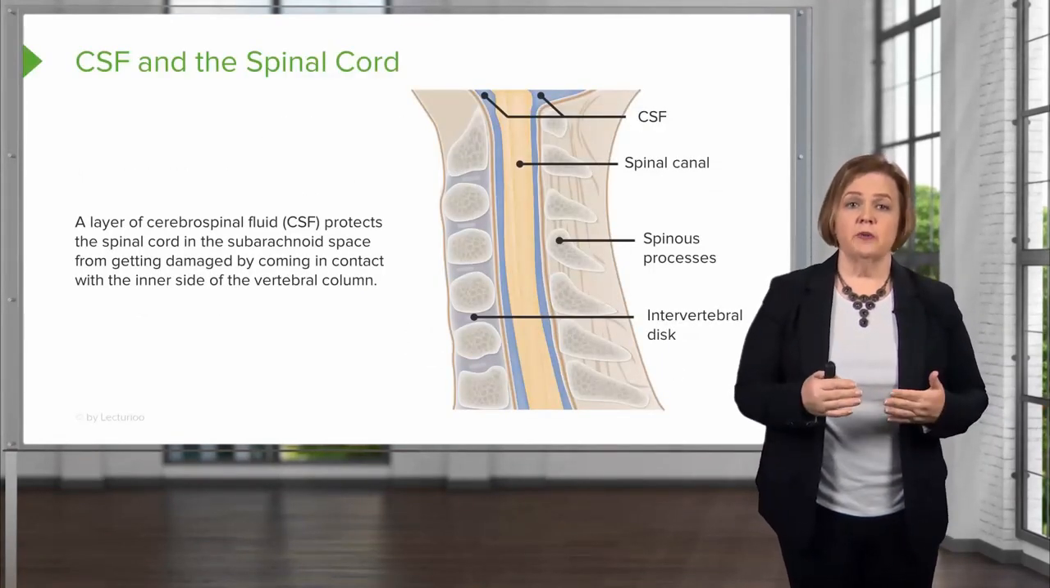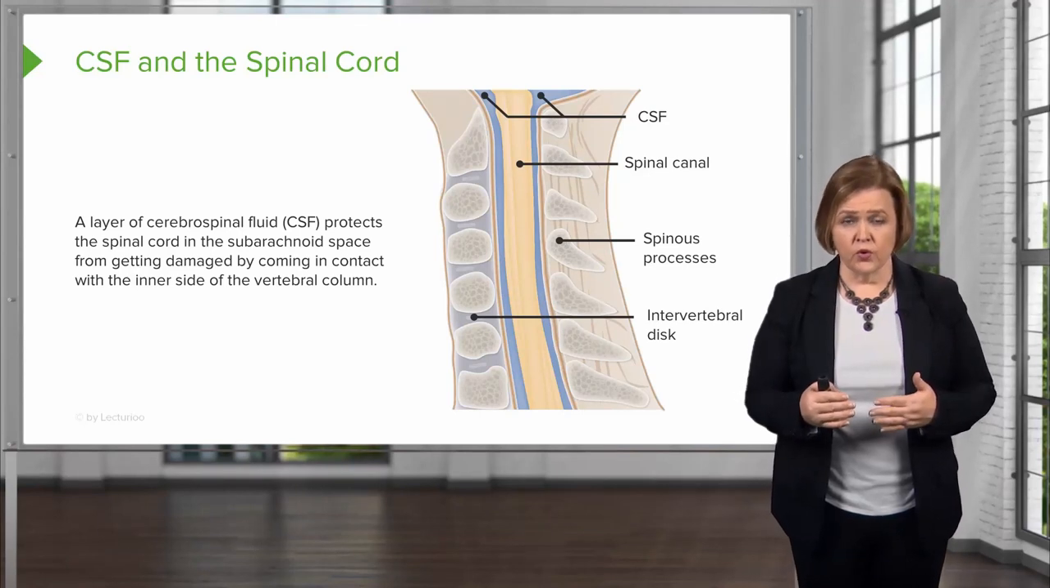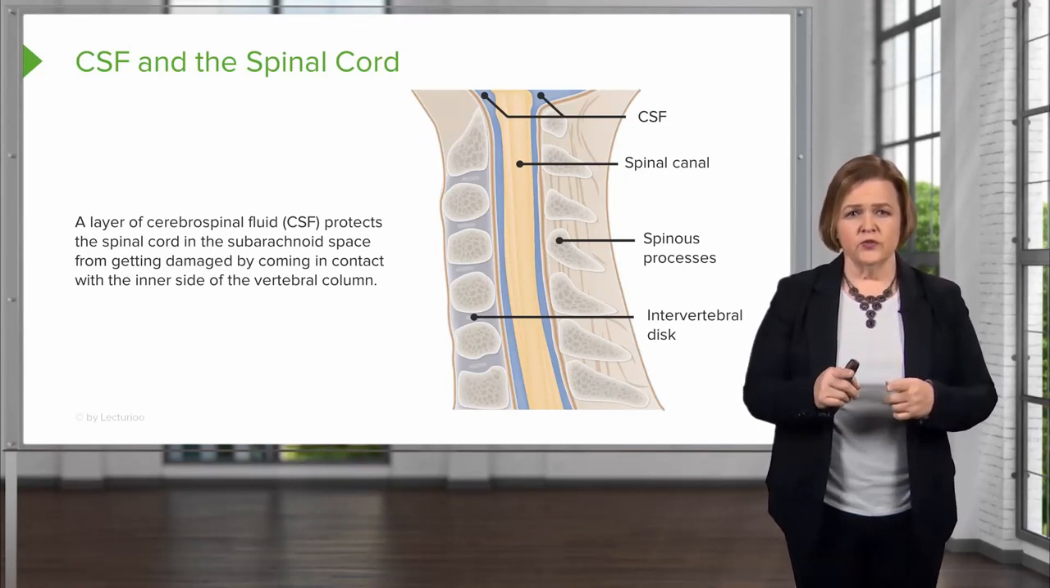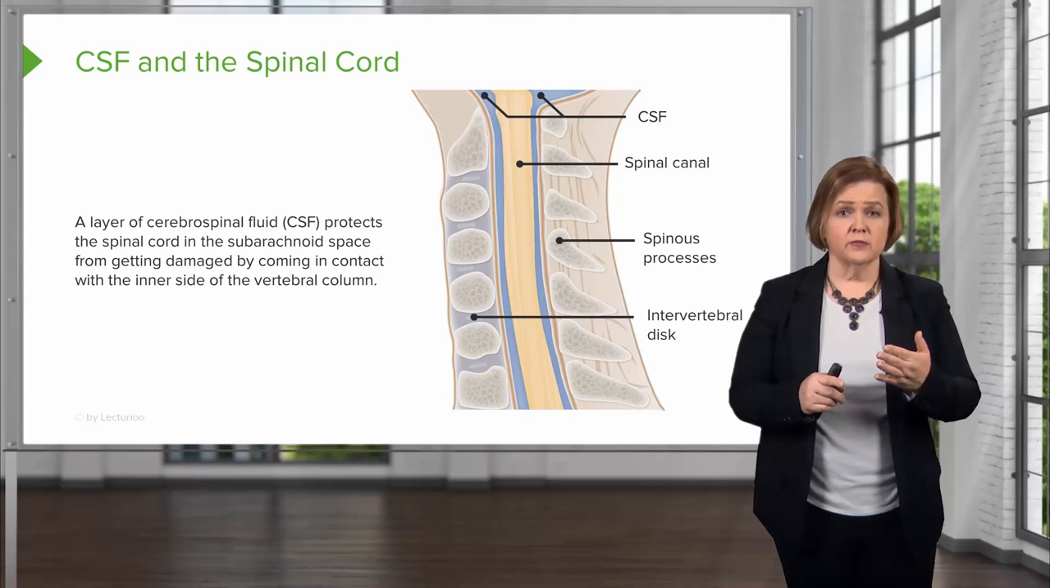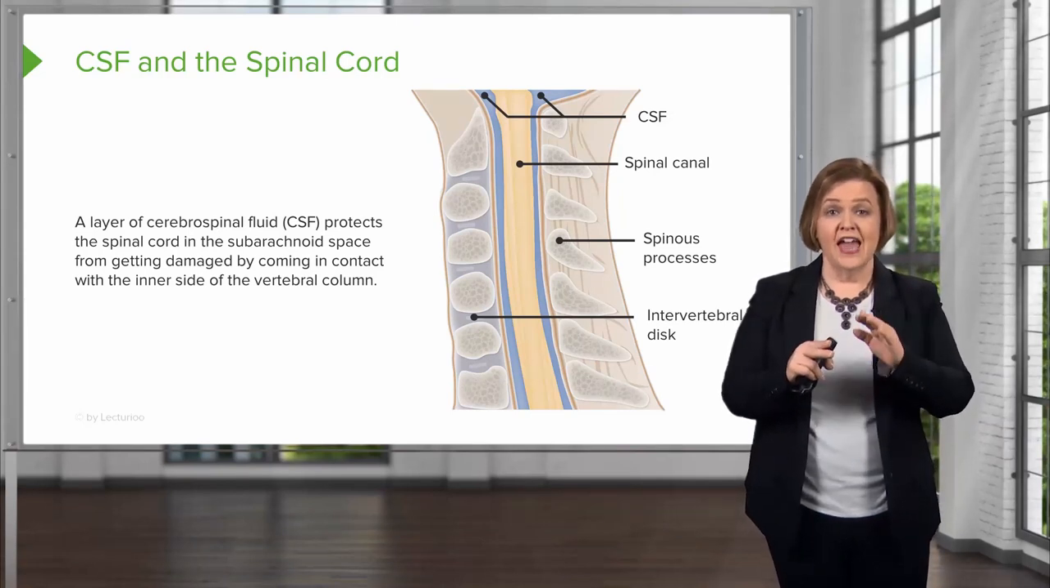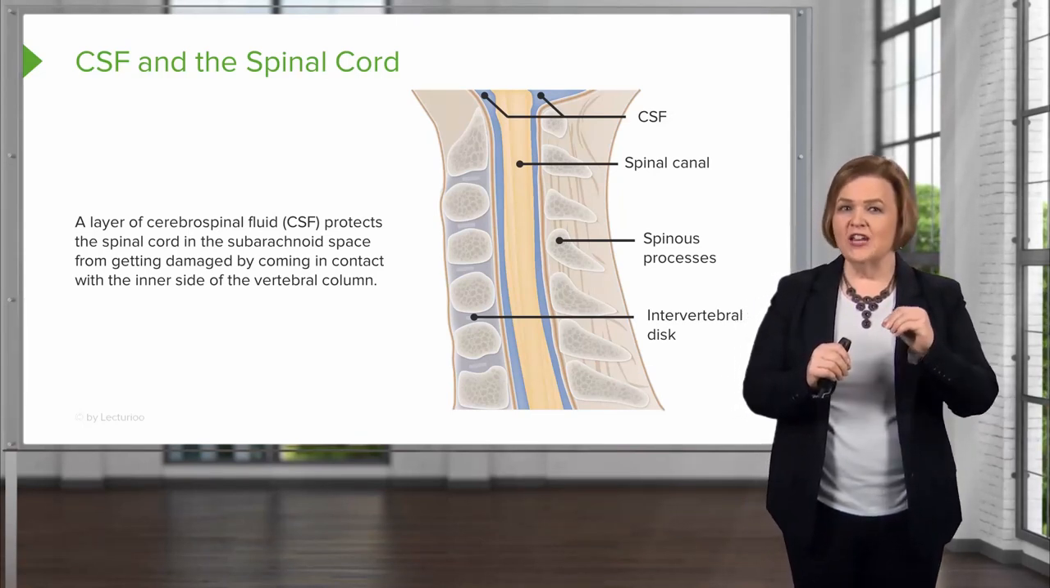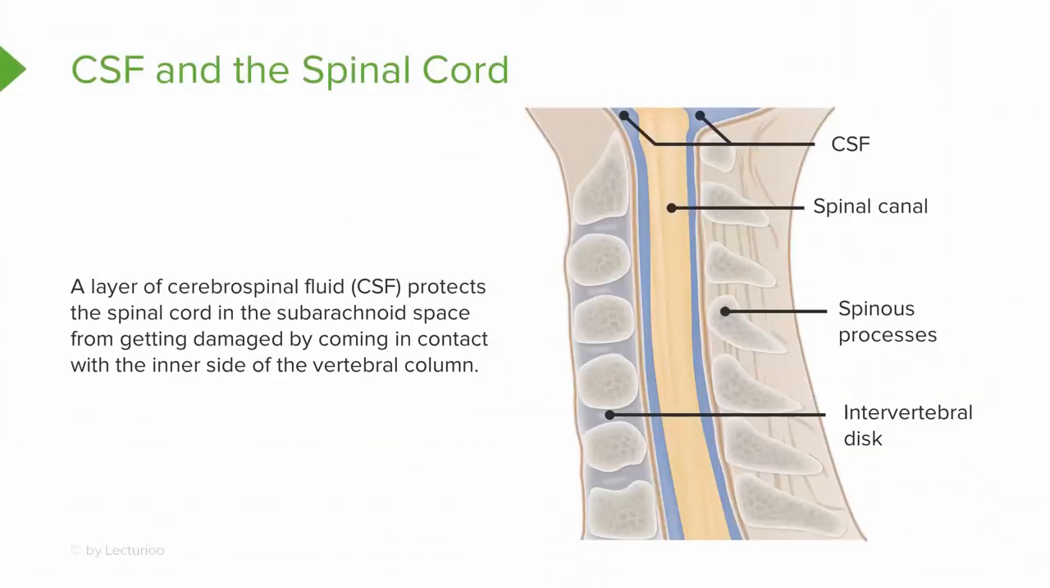We talk about cerebral spinal fluid and the spinal cord. A layer of cerebral spinal fluid protects the spinal cord. Remember, we talked about that. You had the cerebral spinal fluid and the fat. But I want to hit it one more time. The cerebral spinal fluid protects the spinal cord in the subarachnoid space. That helps it from getting damaged by coming into contact with that anterior side of the column. Okay, so that acts as a cushion. Just like the fat does, the cerebral spinal fluid also acts as a shock absorber and a cushion.